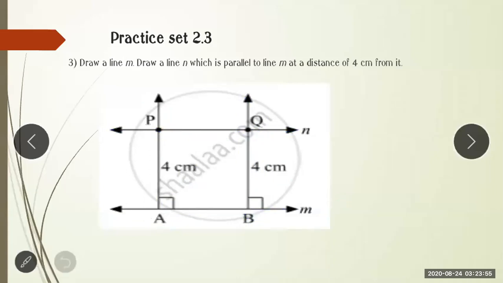Once again, I will explain this diagram. They told you to draw line M, so we have made a line M. Then they told you line N should be parallel to M, but at a distance of 4 centimeters. So here you have to take a protractor and keep it first on the left side and take 90 degrees. Then keep the protractor on the right side and take 90 degrees. Then you will mark a point and a line.